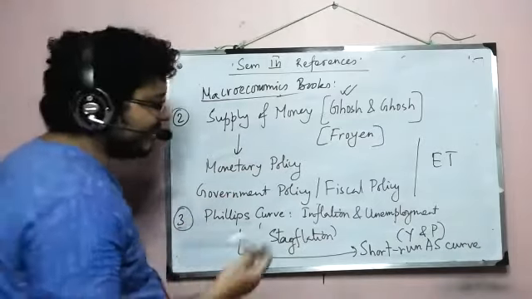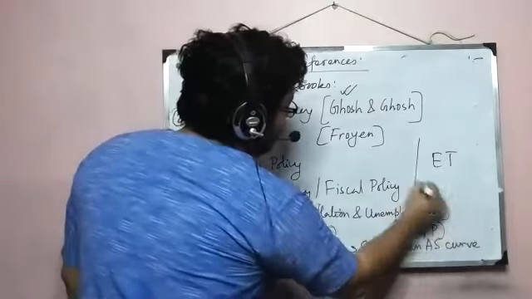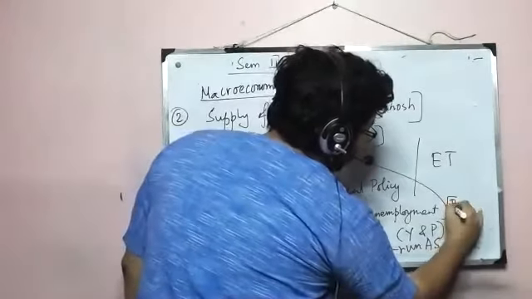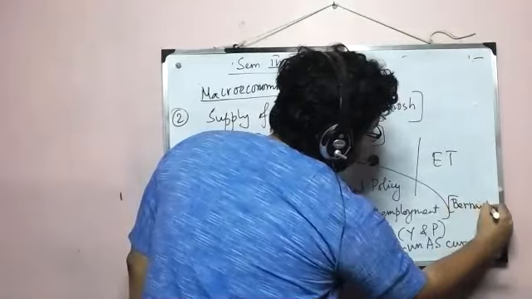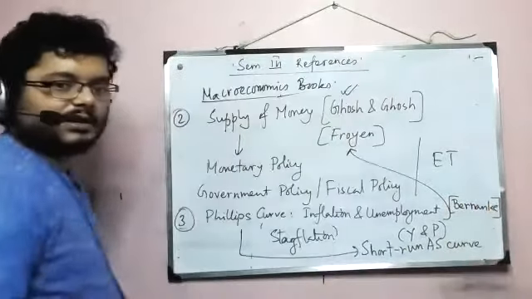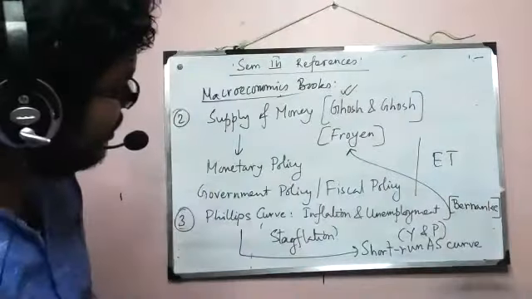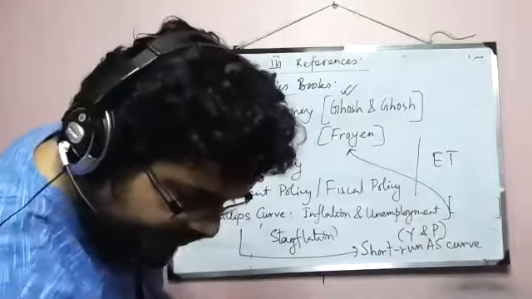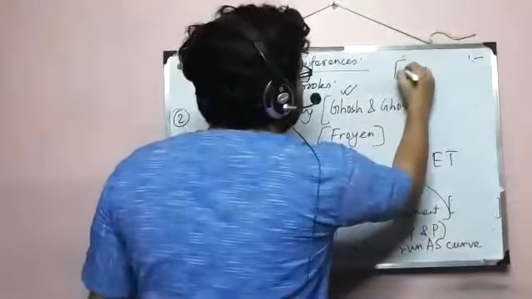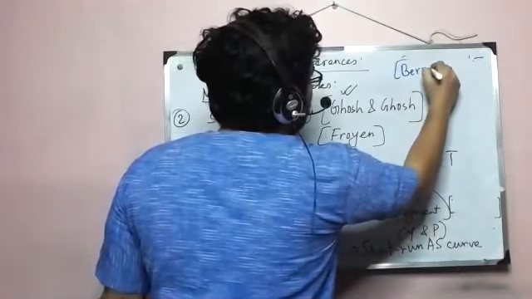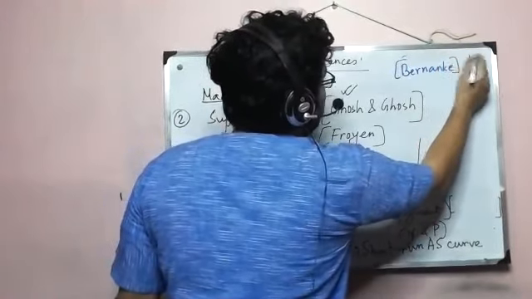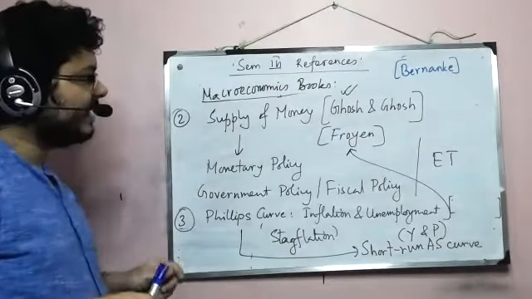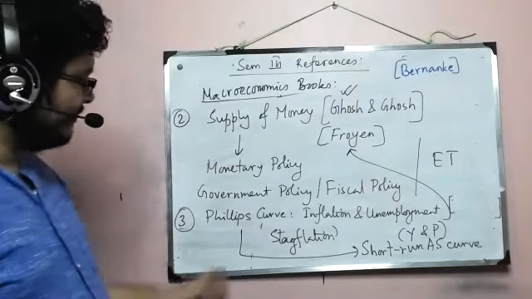Okay, now for Phillips curve also, you can always go for Freund. But one of the good references is Bernanke, Ben Bernanke's book. I'll just write the name here. Bernanke was chief of Federal Reserve once. So you can always say that he has a higher side while talking about all of this.